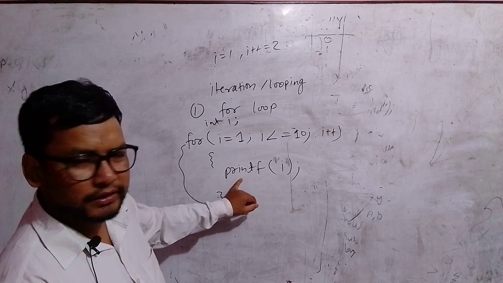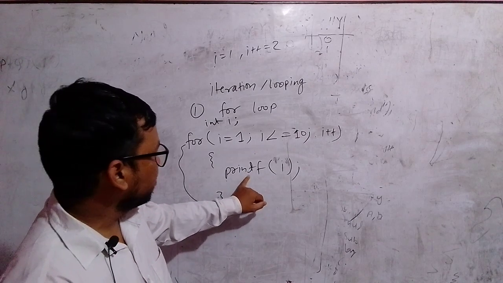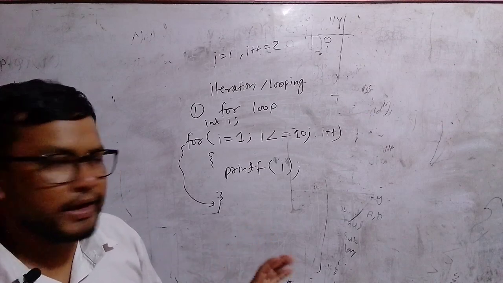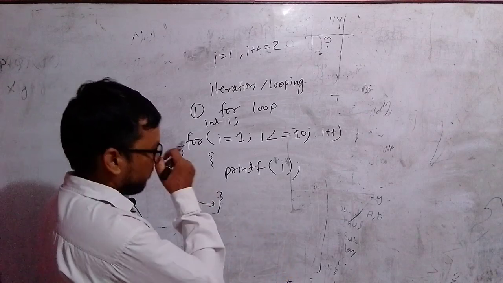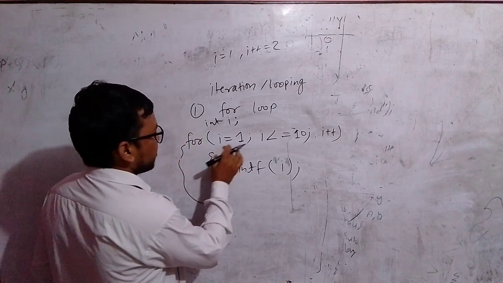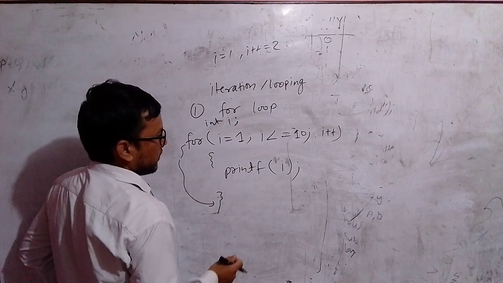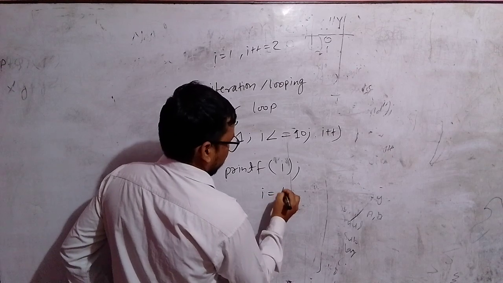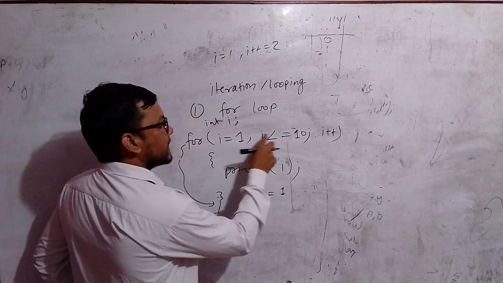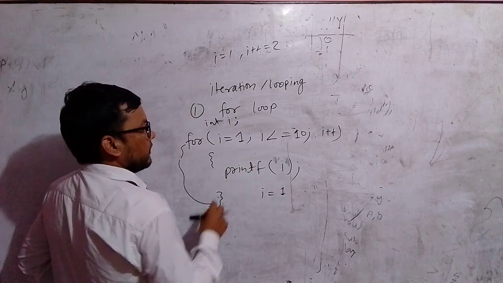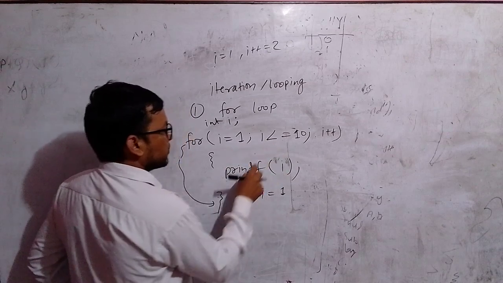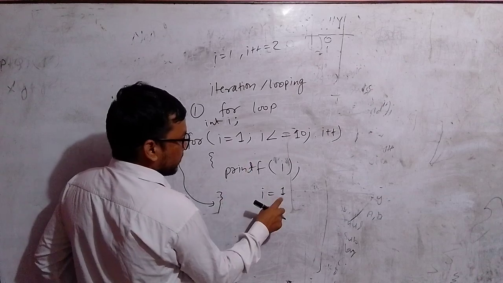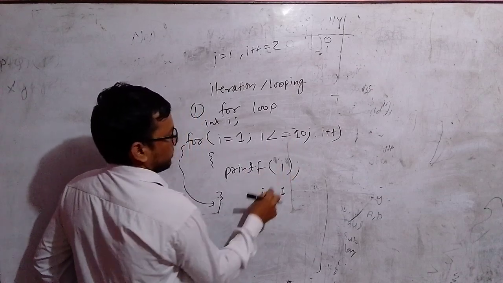Now, the output of this statement will be 1 to 10. Now, how does it work? Let's see. Initialization: variable I is equal to 1. When I is equal to 1, it checks the condition and executes the block if the condition is right. Okay. Now, if I is equal to 1, then this condition will be checked.